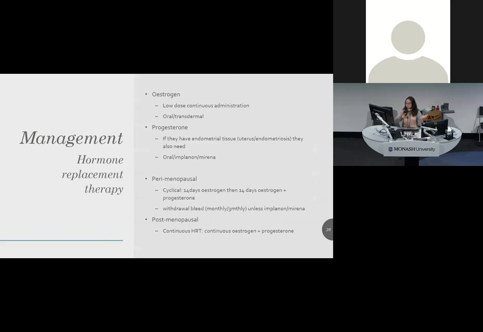And then we've got things if they're perimenopausal and postmenopausal. So if they're perimenopausal, i.e. they haven't had 12 months since their last period, they need to have cyclical hormone replacement therapy. So that's 14 days of estrogen, then 14 days of both of the two, estrogen and progesterone. They can also have a withdrawal bleed if they so wish, and that is every 3 months. We recommend it, unless, of course, they have the Implanon or Mirena. We can't really take away their estrogen, I mean, their progesterone, to let them have a withdrawal bleed. Yeah.